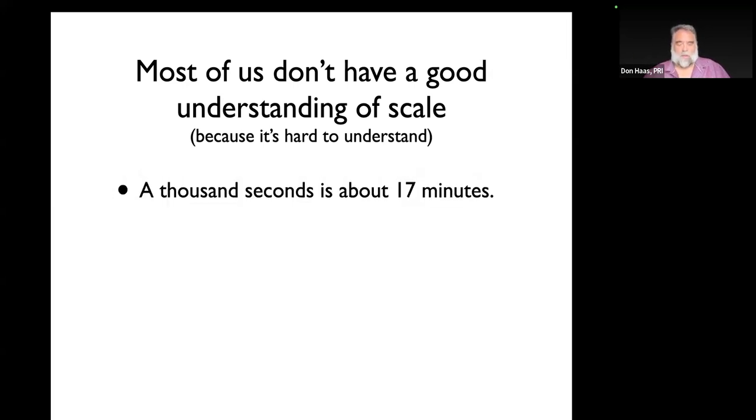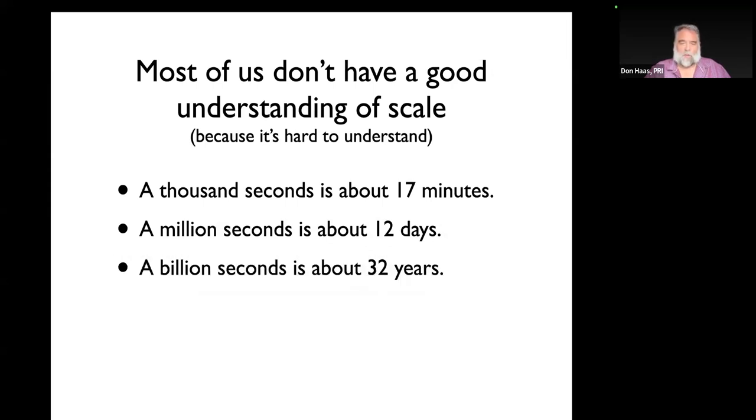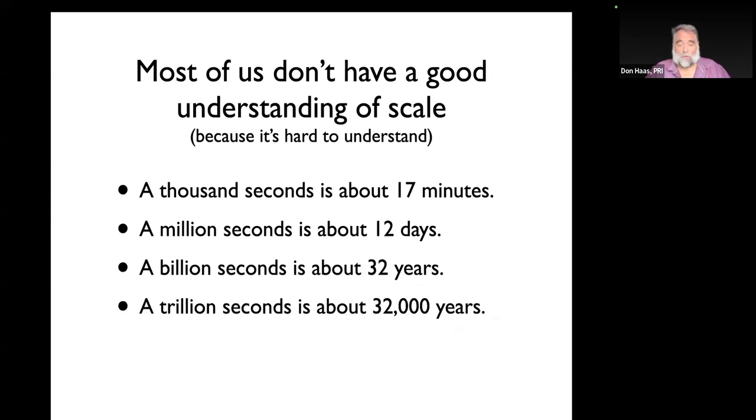And a good way to do that is by talking about time. Everybody's familiar with a second. If you have 1,000 seconds, that's about 17 minutes. 1,000 times 17 minutes is 1,000,000 seconds, and that's about 12 days. 1,000 times 12 days is 1,000,000,000 seconds, and that's about 32 years. And 1,000 times 32 years, to take you to a trillion, is about 32,000 years.